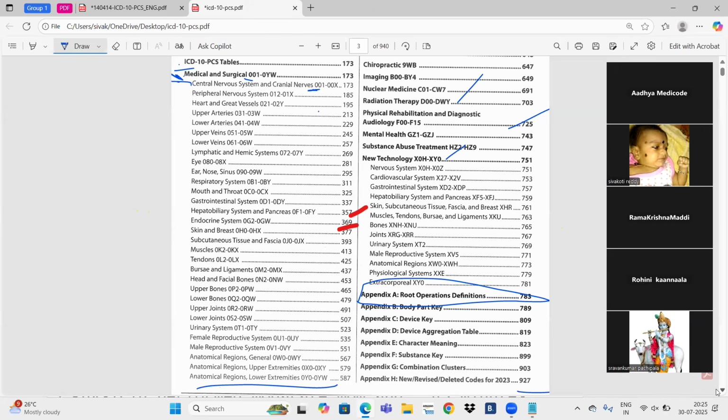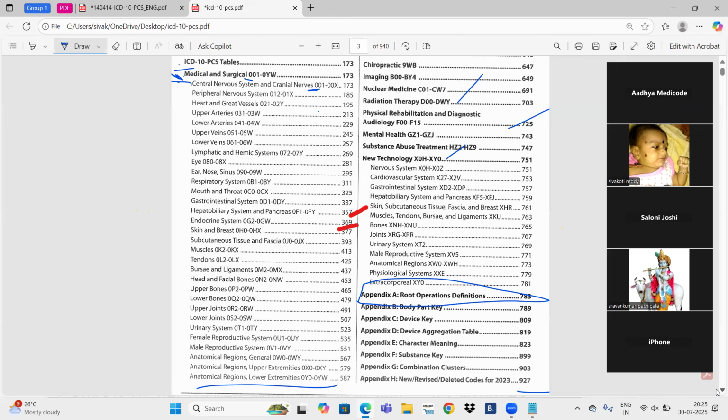Now, veins and arteries, they divided into systems, correct? Upper arteries, lower arteries, upper veins, lower veins. So they divided arteries and veins into 4 body systems total, correct? Yes or no, guys? Now, what is the meaning of arteries? What is the meaning of veins?